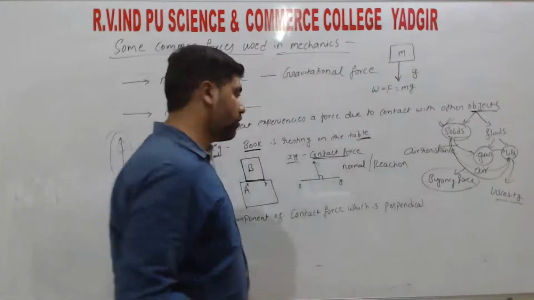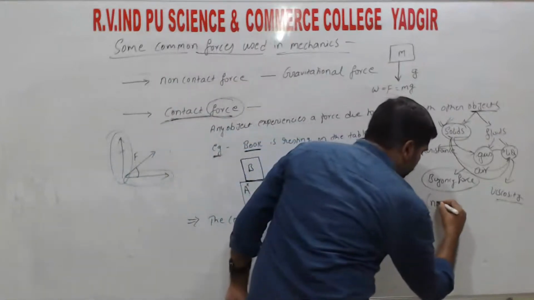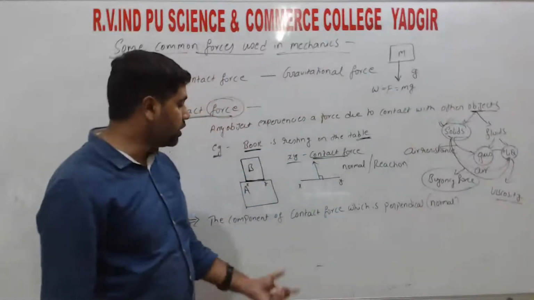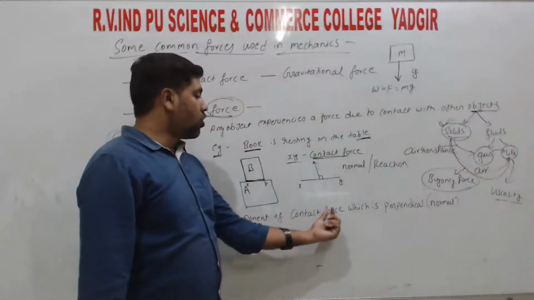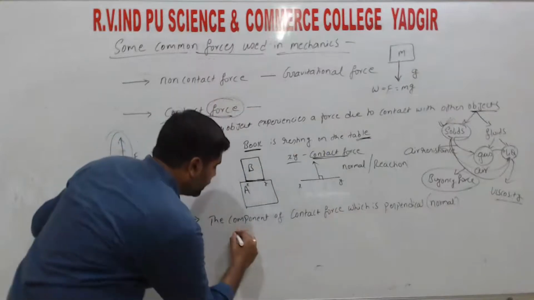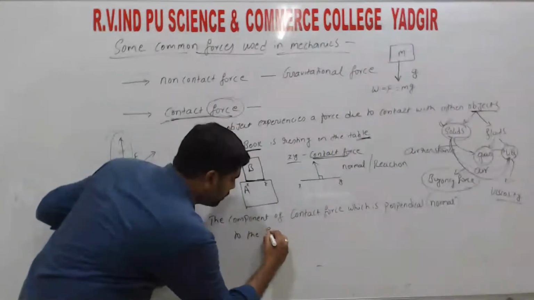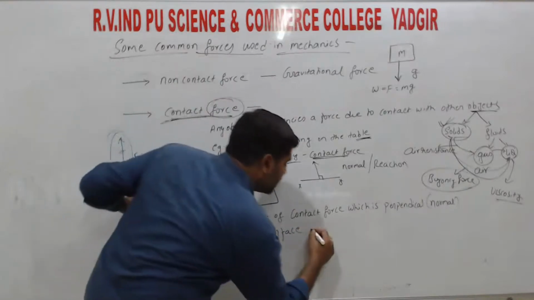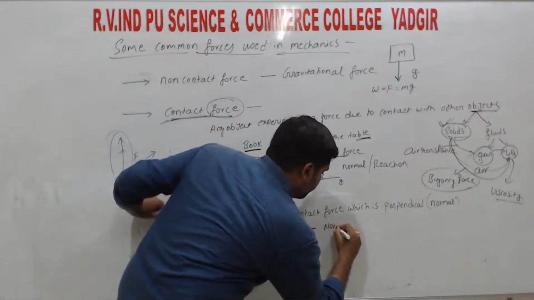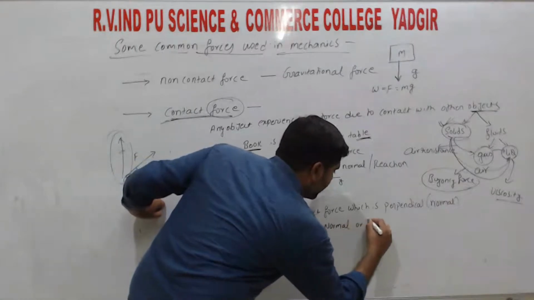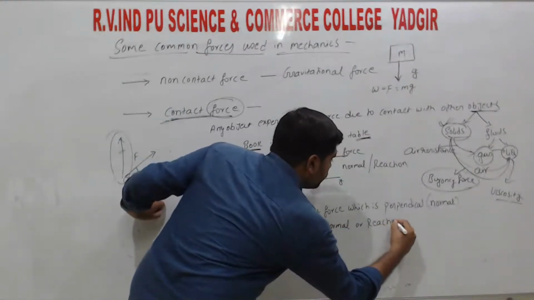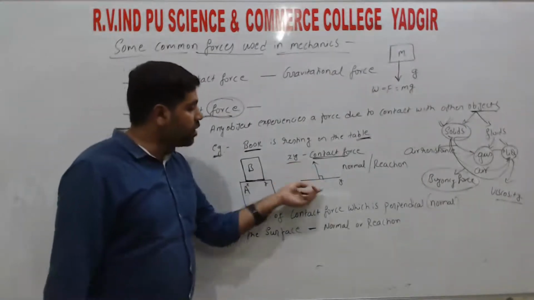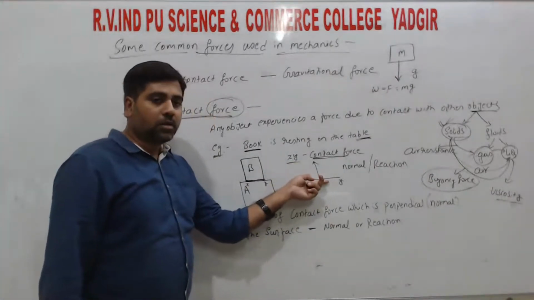Another name for perpendicular is normal. We always use normal instead of perpendicular, right? So the component of contact force which is perpendicular to the surface, that force we call as normal or reaction. So wherever we use normal force, that normal force is always perpendicular to the surface of contact.